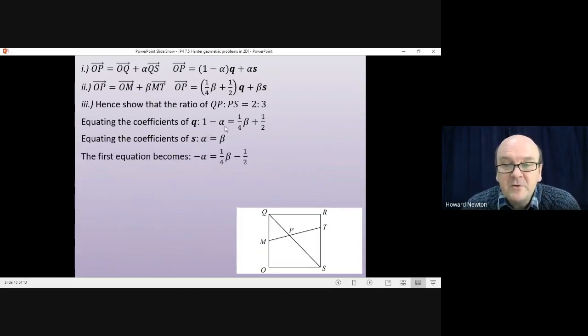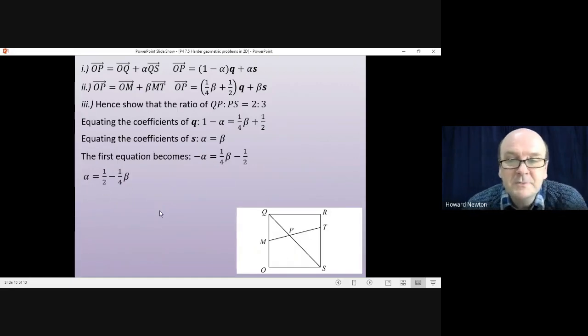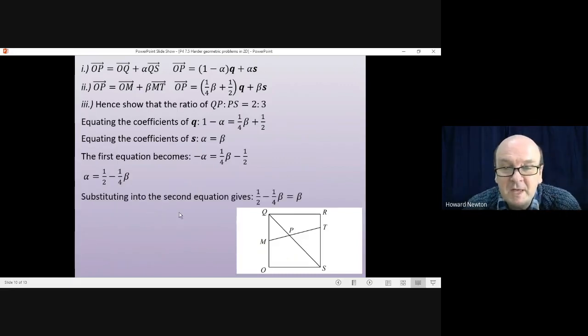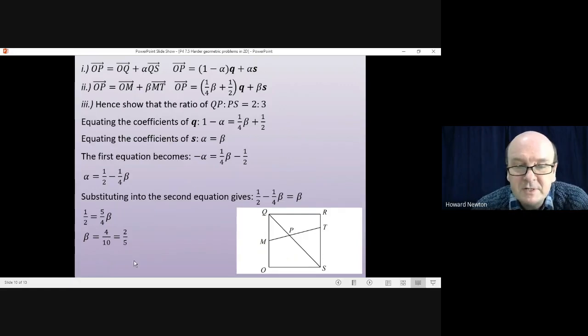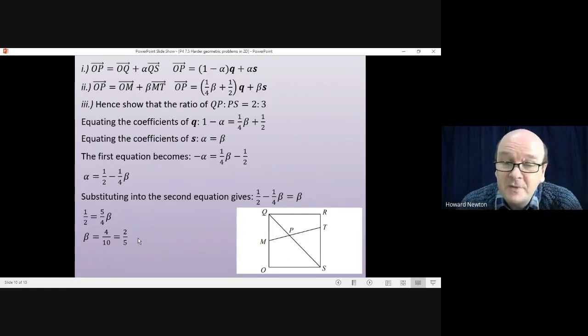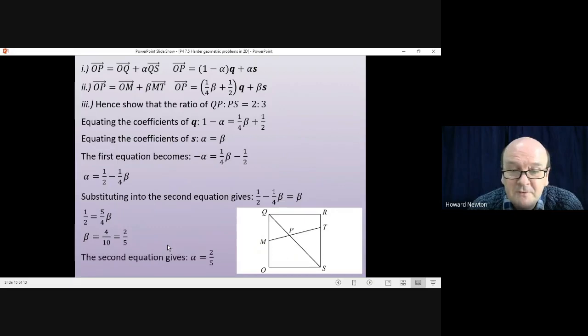The first equation, if I rearrange it, that'll give me minus alpha equals a quarter beta minus a half, and then moving everything to the opposite sides, that'll give me alpha equals a half minus a quarter beta. If I substitute that into the second equation, that'll give me a half minus a quarter beta is equal to beta. Rearranging that a little gives me a half equals 5/4 beta, and then I can work out what beta is. It'll be 4/10, which is 2/5. Now beta equals 2/5. The second equation says that alpha equals beta, so alpha must also equal 2/5.